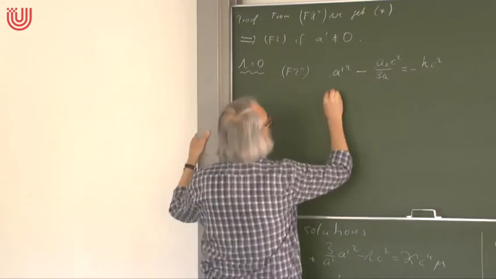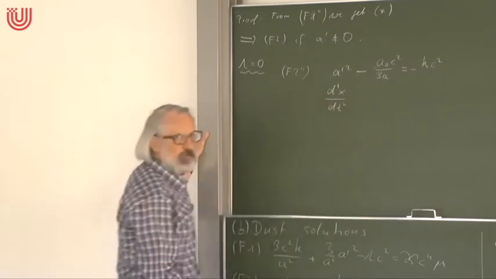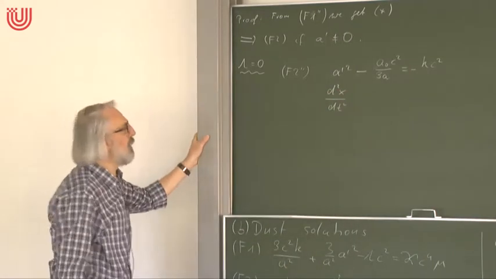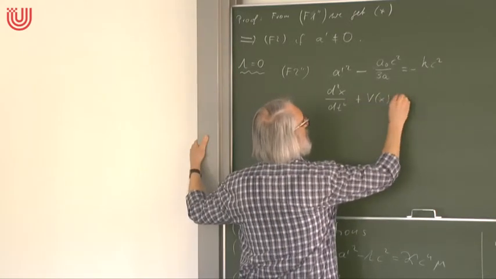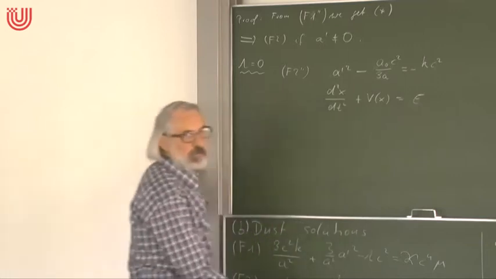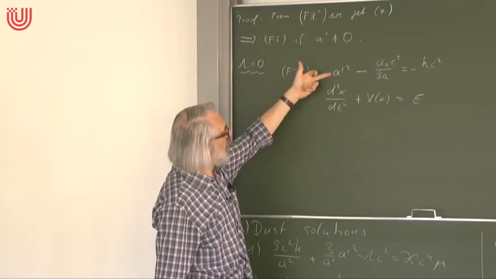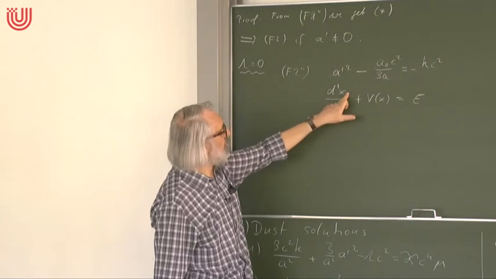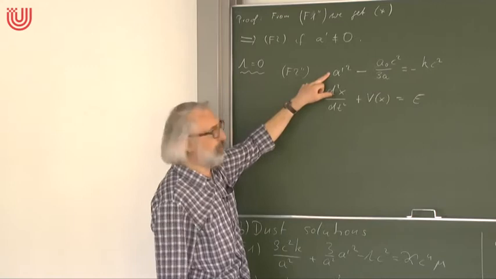There you have an equation of the form kinetic energy, I set the mass equal to 1, so let's forget about the mass. Then I have a potential, and here I have the total energy. And that's exactly the same structure: a second derivative of an unknown variable. It's the position of the particle here, it's the radius or the scale parameter of the universe here.